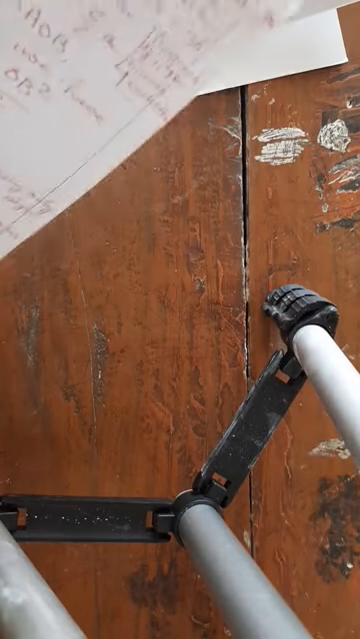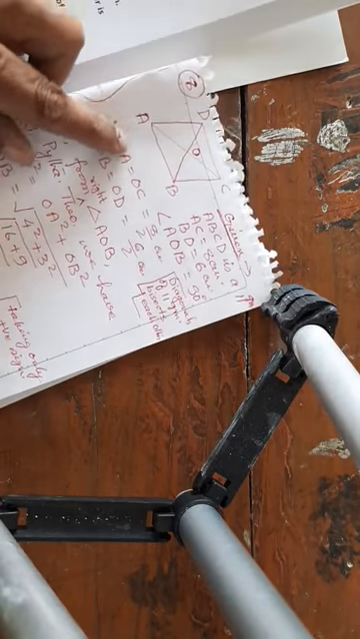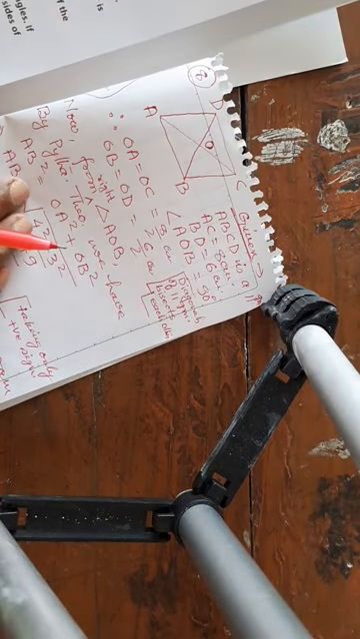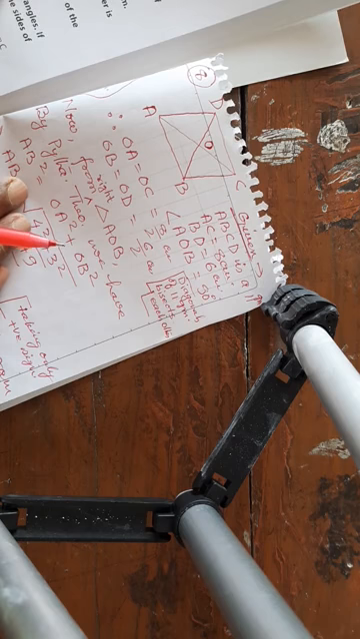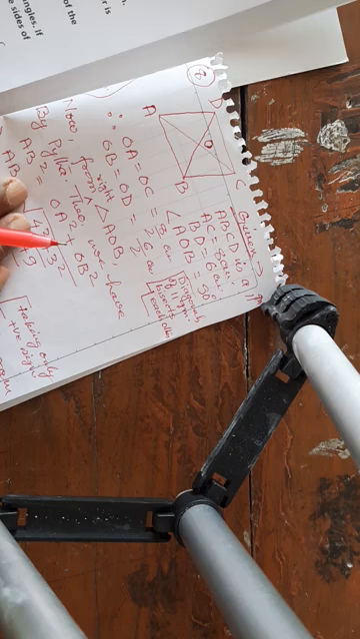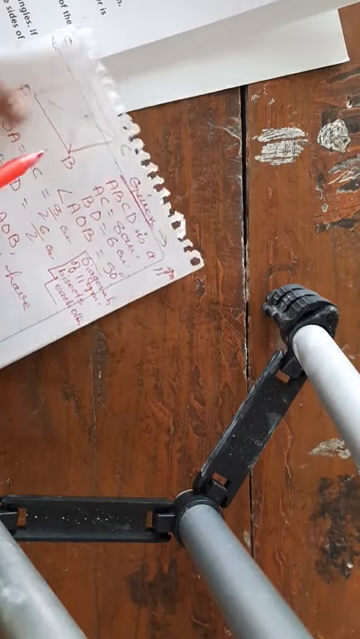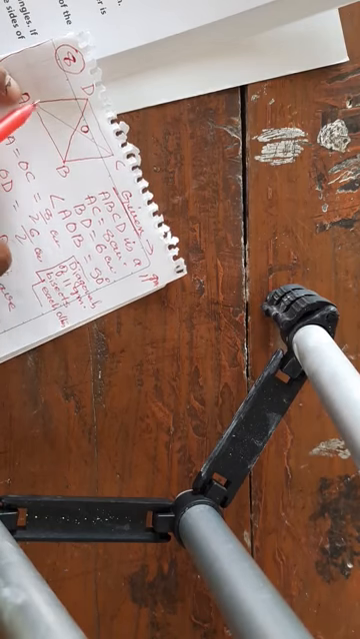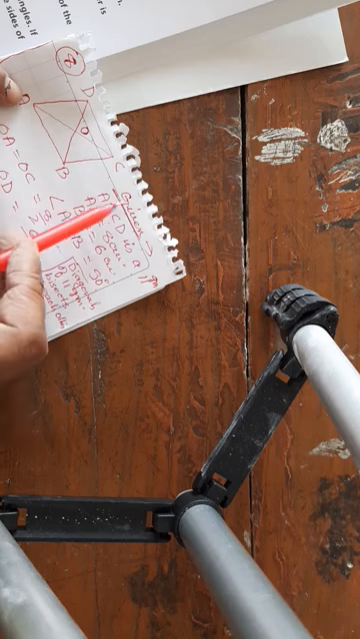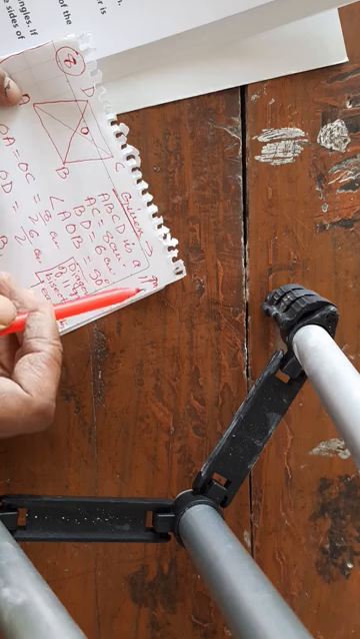Now comes to question number 8. Very important question. ABCD is a parallelogram whose diagonals intersect each other at right angle. If the length of diagonals is 6 centimeter and 8 centimeter respectively, find the length of all sides of parallelogram. Here in this question, ABCD is a parallelogram.